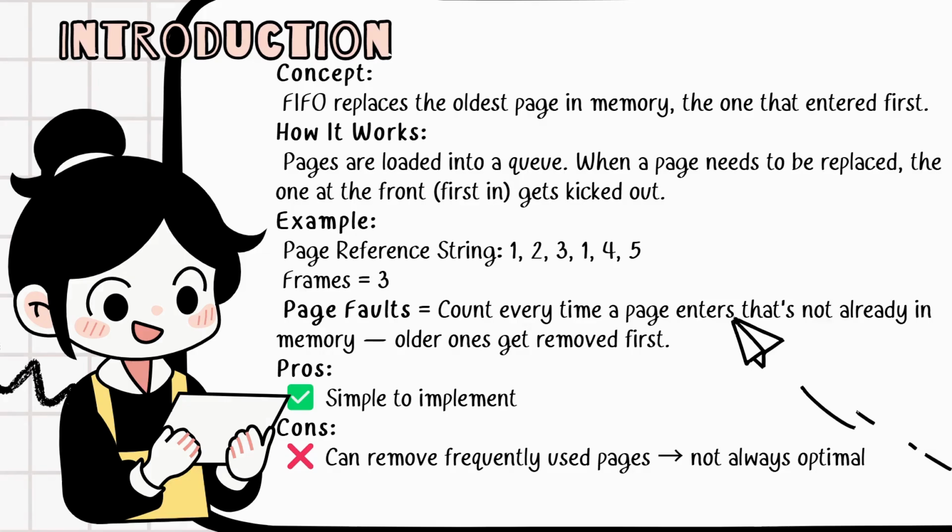Page reference string: 1, 2, 3, 1, 4, 5. With 3 frames available, we count a page fault each time a page enters memory and isn't already there. Pages are removed in the same order they arrived.